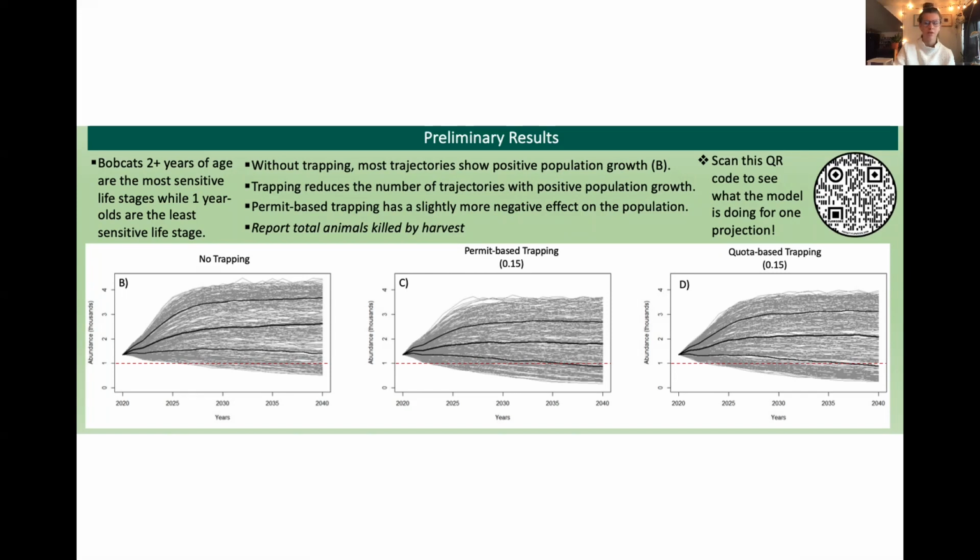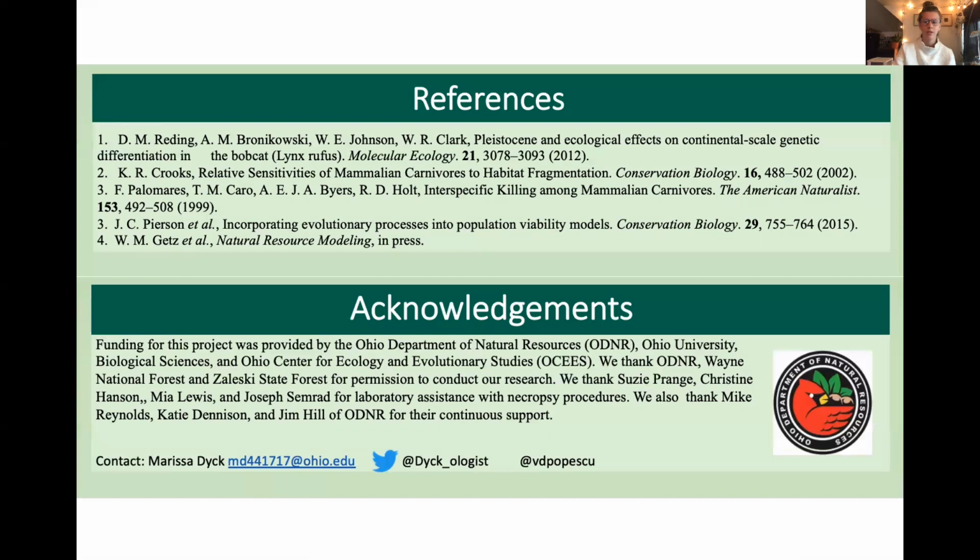If you want to see a visualization of what these models are doing for one trajectory year by year, you can scan the QR code that I've placed here with your phone and watch a very short video showing what the model is doing. We have one more step before this model can truly represent Ohio's bobcat population, and that is to get an estimate of the starting population size. We are currently in the process of doing this using genetic data from scat samples to estimate density via capture-recapture.